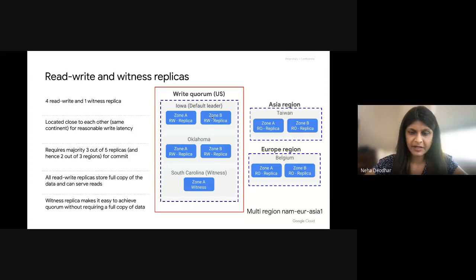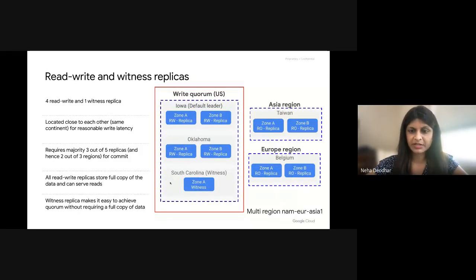These read-write replicas all store a full copy of your data. So reads can be served by any of these replicas. It's not like only the leader serves the reads. Any replica can serve the read. Writes are only done by the leader replica. So depending on where your split's leader replica is, that leader replica will be responsible for coordinating the write.